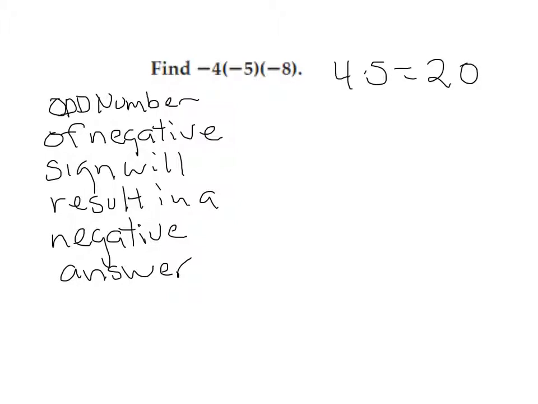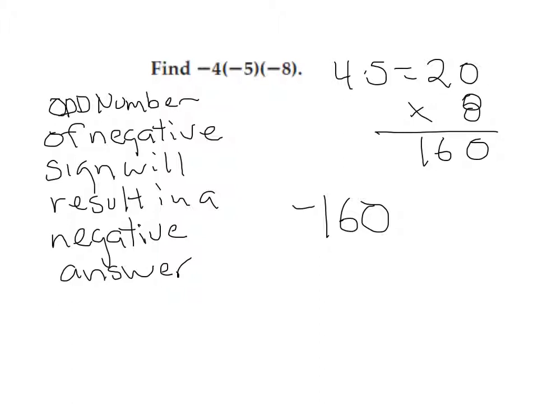4 times 5 is 20. And then we take our third number, multiply it by 20. 8 times 0 is 0. 2 times 8 is 16. The result is 160. And once again, we have an odd number of negative integers, so our answer will be negative.